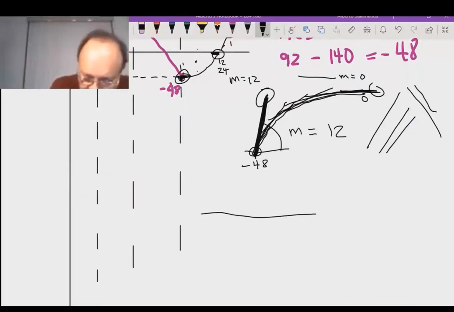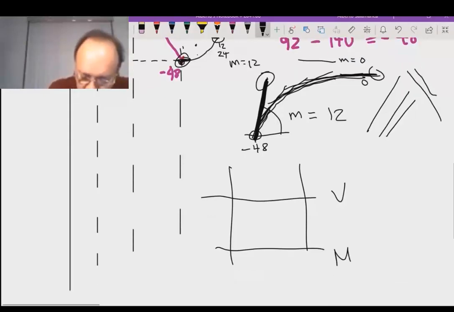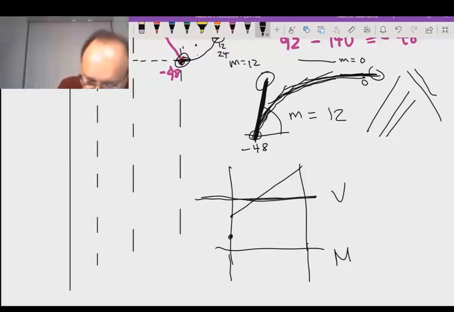Let's say this is a shear diagram. This is a moment diagram. Let's say you have this, and in the moment diagram, you have something like this. You start here. The slope is negative. Let's say this is the axis. The slope is negative, so you start like this. Negative slope. The slope is 0 here.